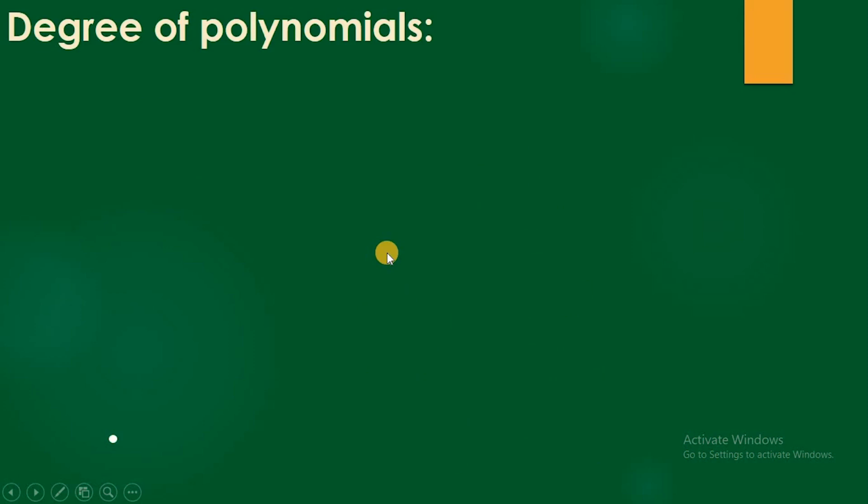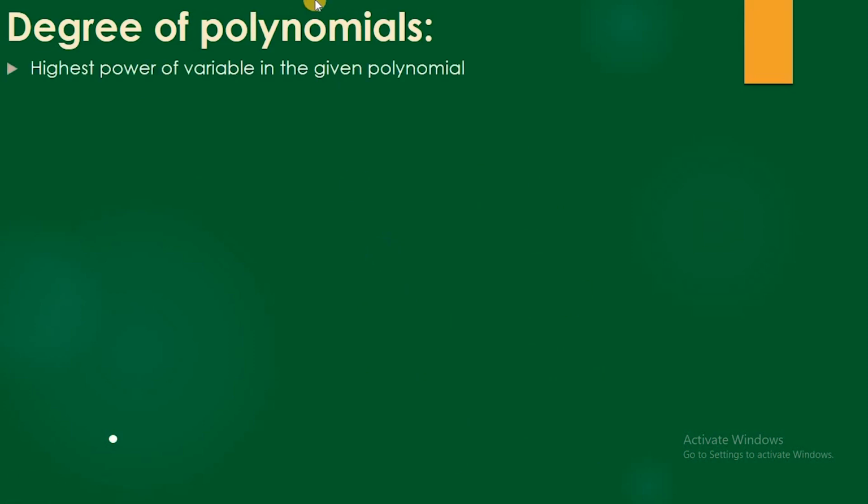Now here we'll discuss the degree of polynomials. What is the degree of a polynomial? The highest power of the variable in the given polynomial is called its degree. So we'll take a few examples.